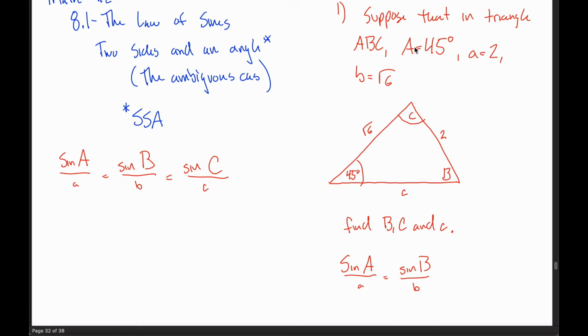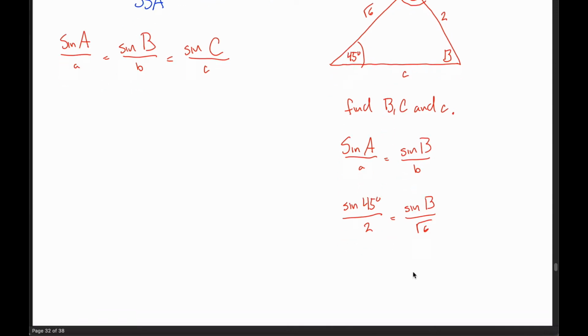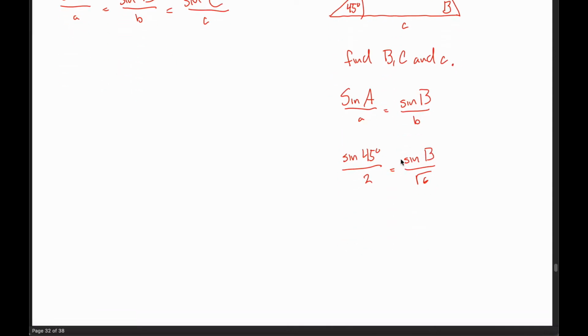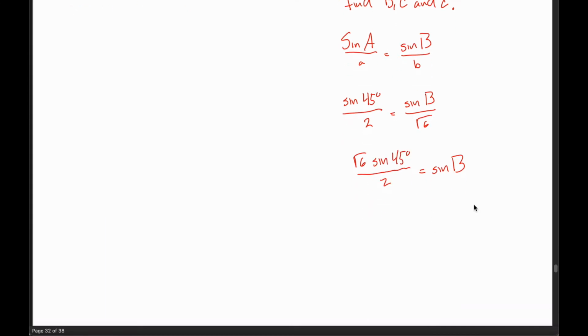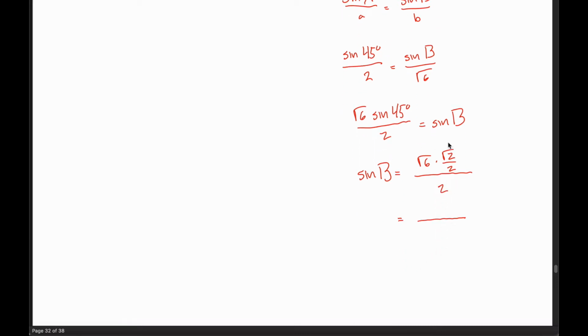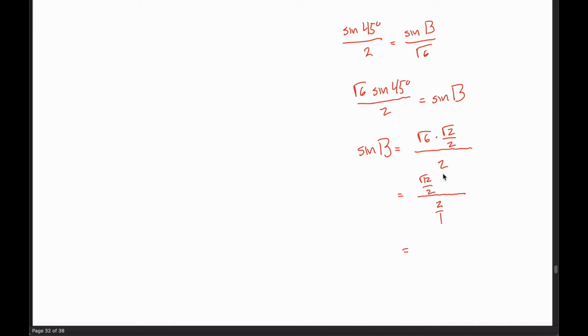So let's go plug in some numbers. Capital A is 45 degrees, little a is 2, and little b is root 6. So that gives me this equation here. I want to find capital B. To get this by itself, maybe I'll multiply the root 6 over to the top over here. And now that I've got sine of B all by itself, I can evaluate the sine of 45 degrees. Let's see, that's the square root of 2 over 2. So I get the square root of 6 times the square root of 2 over 2, divided by 2. Let's see if that simplifies at all. I can think about the top as the square root of 12 divided by 2. And I think about the bottom as 2 divided by 1. And then I can flip those fractions upside down. And I get the square root of 12 divided by 4.